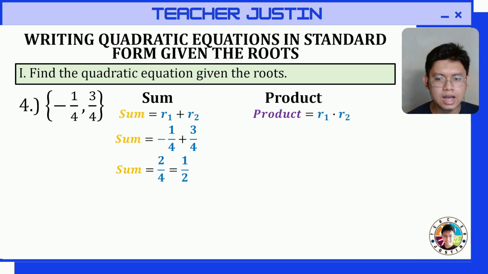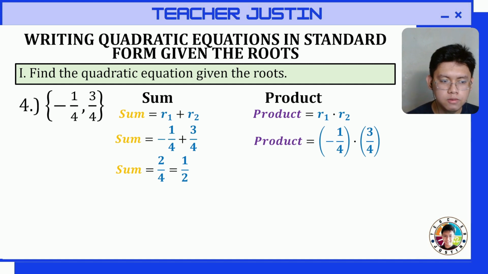Punta naman tayo sa ating product. So, for our product, let's multiply negative 1/4 and 3/4. So, negative 1/4 times 3/4. Remember, numerator times numerator, denominator times denominator. So, it will give us negative 3 over 16. So, ito yung ating magiging product.